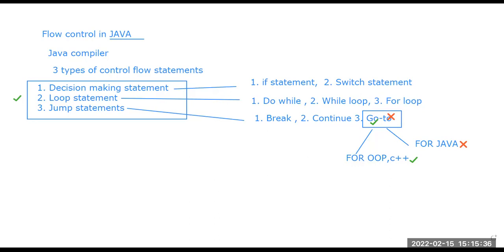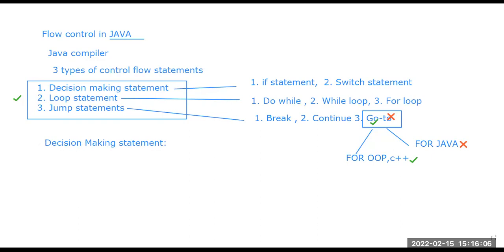So what is the role of this decision making statement? It decides which statement is to execute and when. Which statement is going to execute and when. So first of all, if I talk about this decision making statement, the scenario is that the decision making statement will decide which statement we need to execute and when.